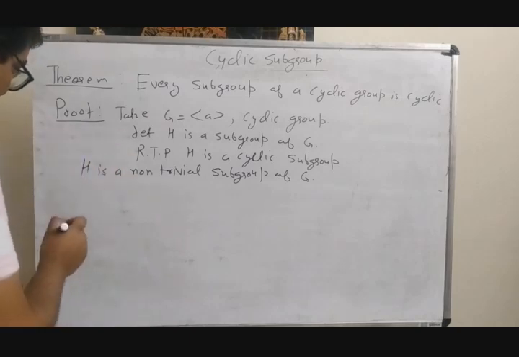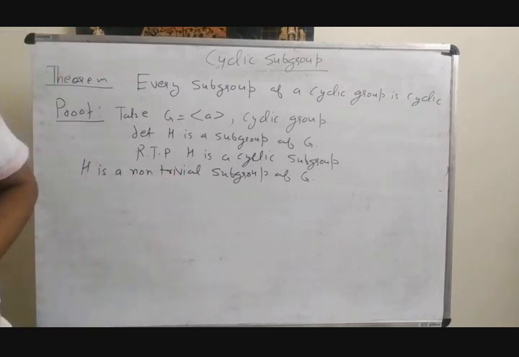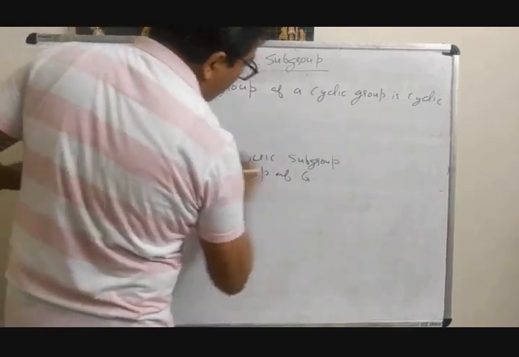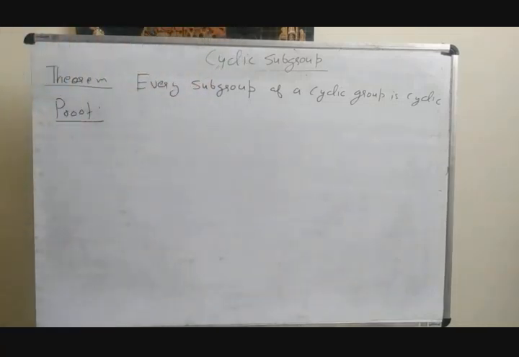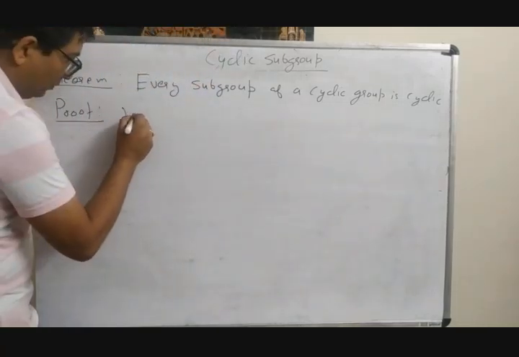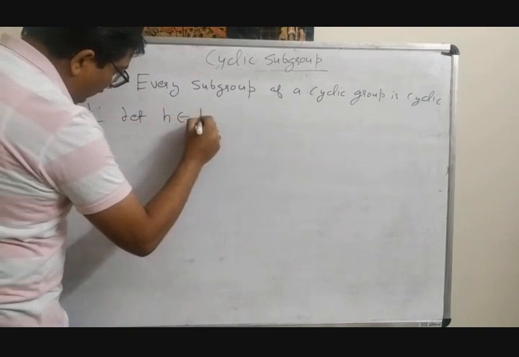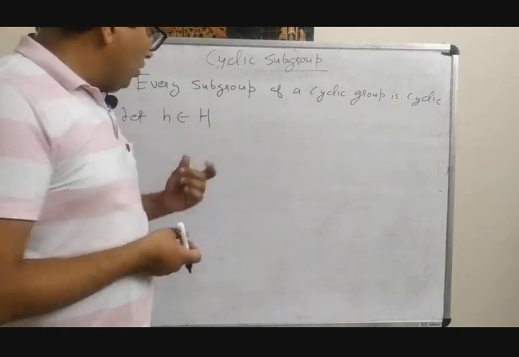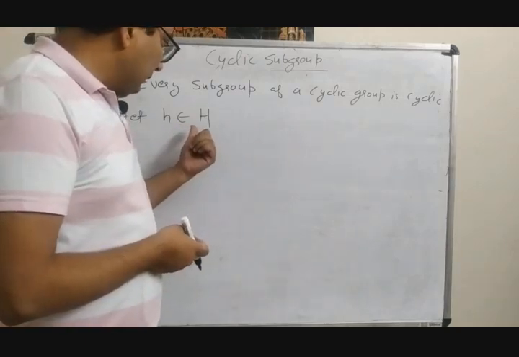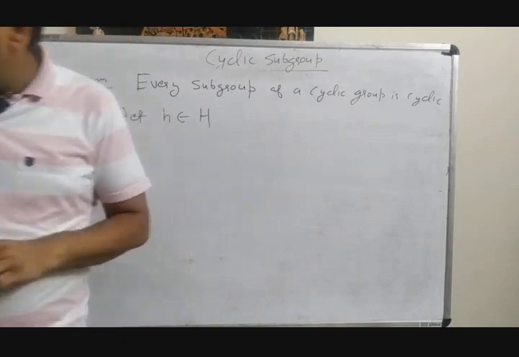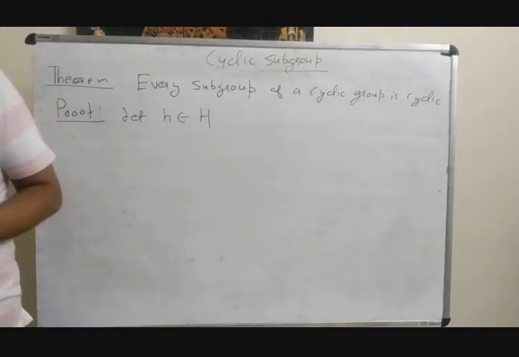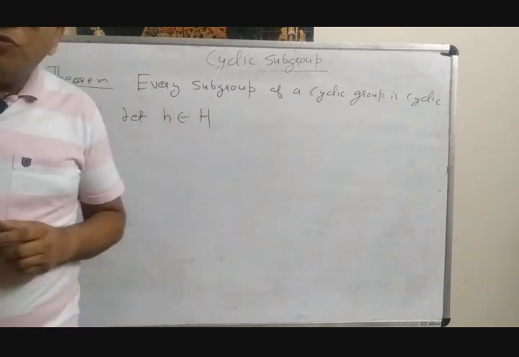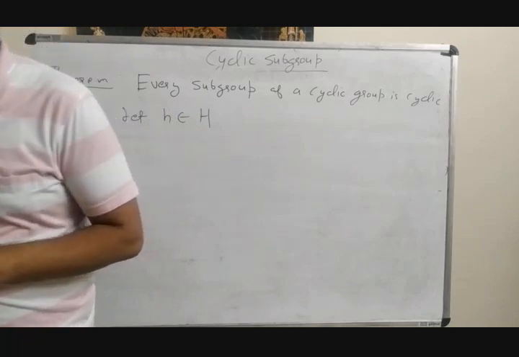So let's remove it and then we will write. So let h belong to H. Now what we want to prove is that this capital H is a cyclic group. That is, we want to prove that each element of it can be generated by a single element.